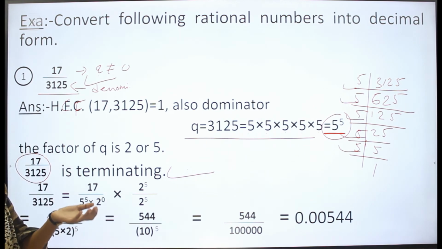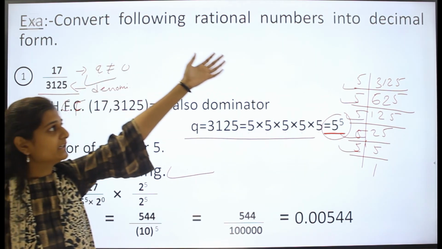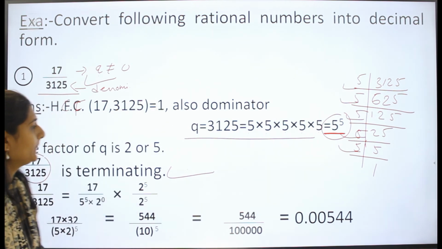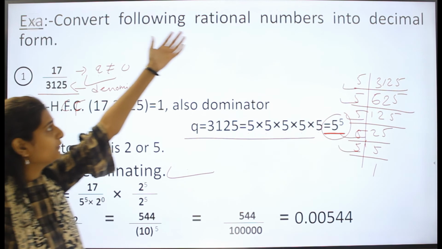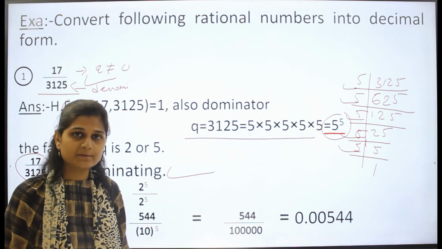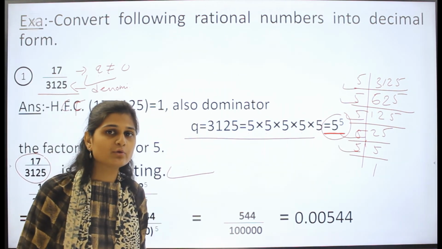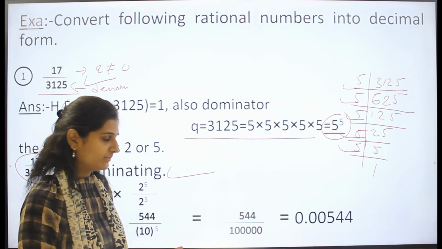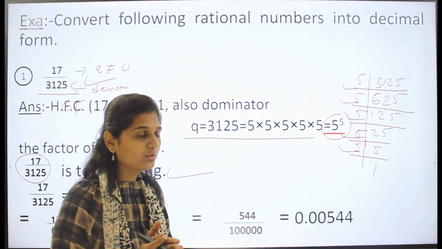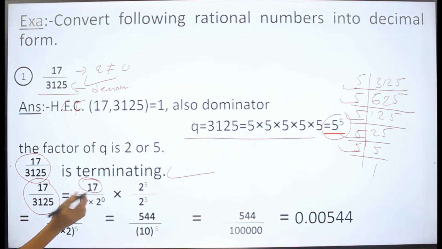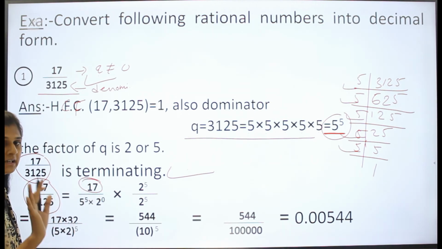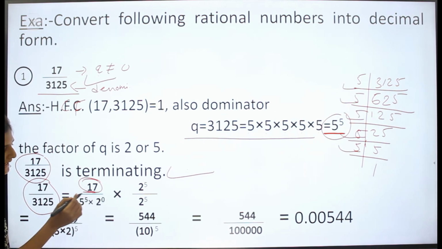Okay, now we have checked whether it is terminating or not. But what we have to find, our question is to convert the following rational number into decimal expansion. So we have to find the decimal expansion. Now what you have to do over here, first you have to write your value. So your value is 17 upon 3125. Your numerator will be as it is.